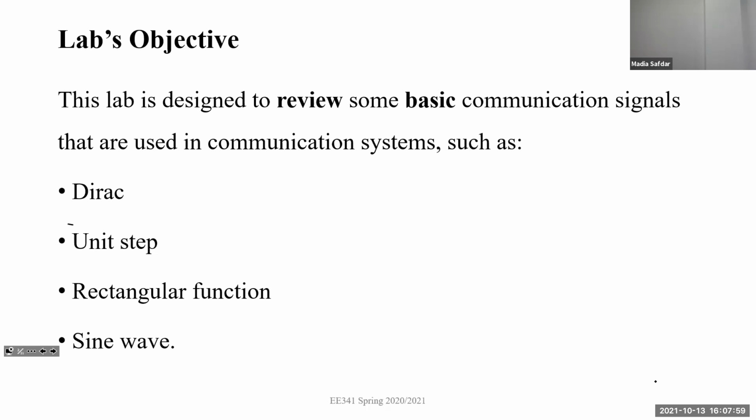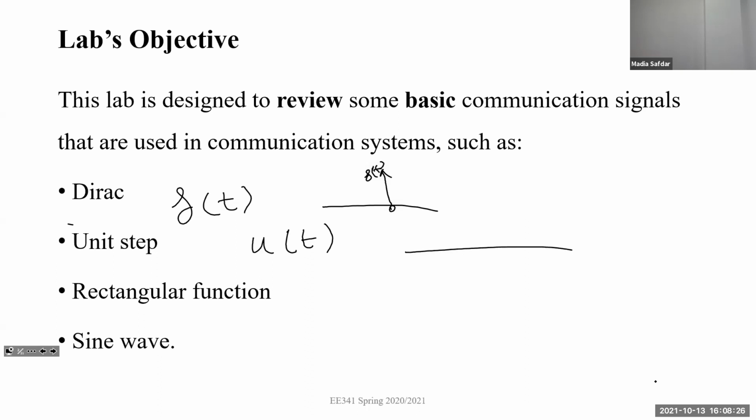Dirac means the delta function. It is denoted by delta of t, right? And delta is 1 at 0. This is delta of t. And then unit step, which is denoted by u of t. How is the signal of unit step? It goes from 0 to infinity, right? So like this, 0 up to infinity. This is u of t.